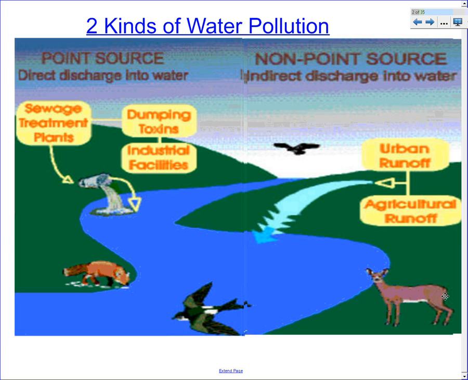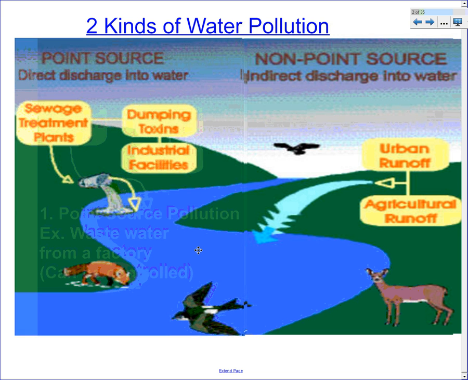So there are two kinds of water pollution. One kind, if we look over here, says point source. And the way that you can remember that point source is because you can point to the source. You can identify the source. This is direct discharge into the water. Things like sewer treatment plants. Things like dumping toxics from industrial facilities. You can follow the dump back to where it is coming from, so you can point to it.